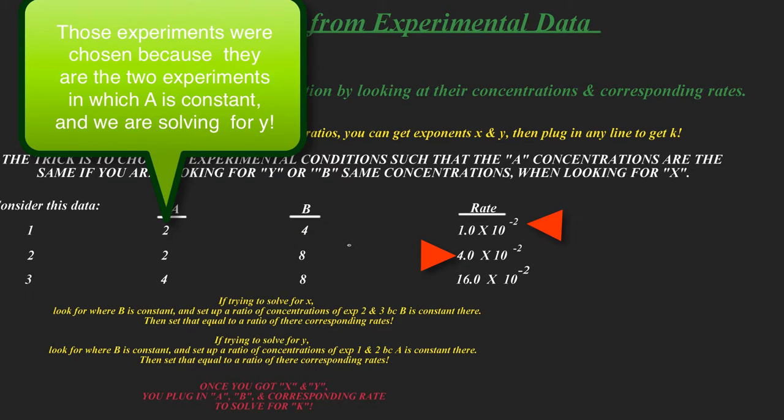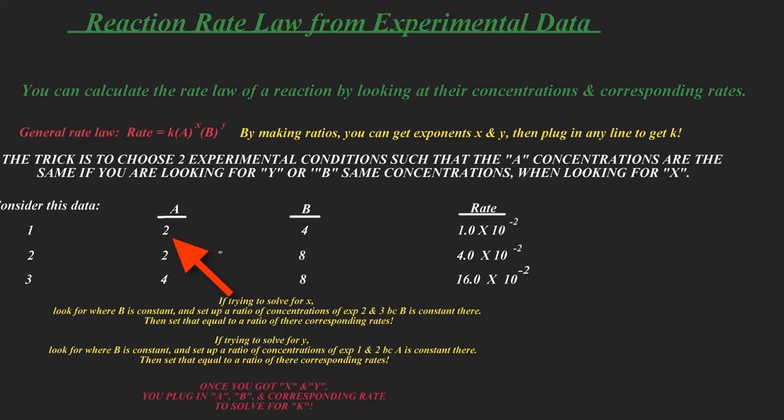At that point, once we do that, we can either plug in 2 for A, 4 for B, and this rate for that equation right here, the rate equation, or 2, 8, and this rate, or 4, 8, and that rate. They all should give you the same value for k. Then once you've got k, you've got your overall rate equation, the rate law. It'll make more sense when you see it in action. This is just the concept video. I just want to touch on it briefly so you understand how to do it.